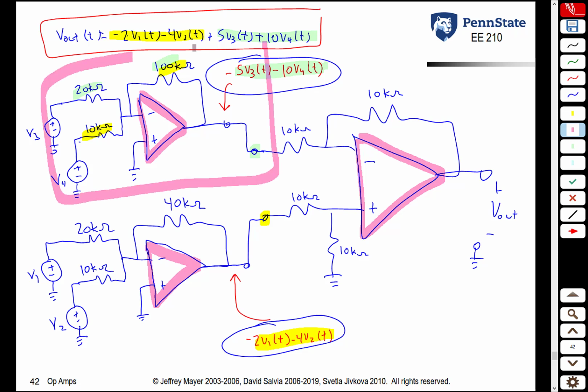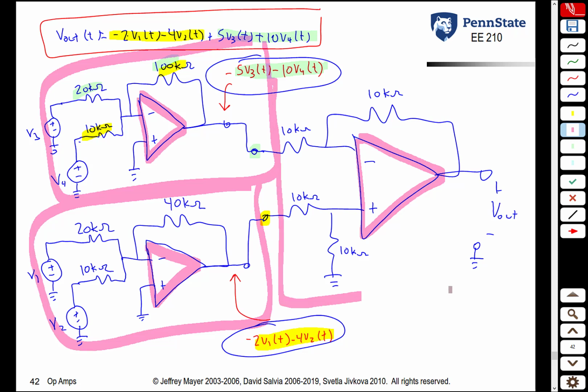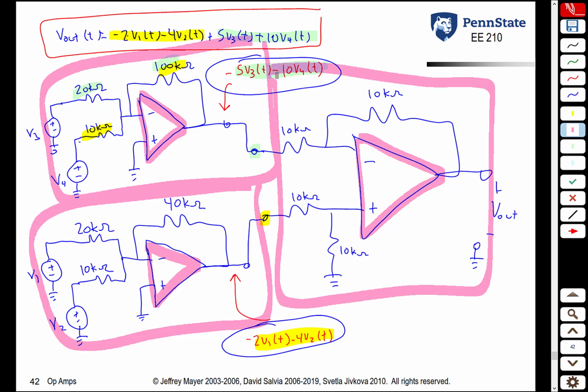This is an inverting summing amplifier. This is an inverting summing amplifier. This is a difference amplifier.